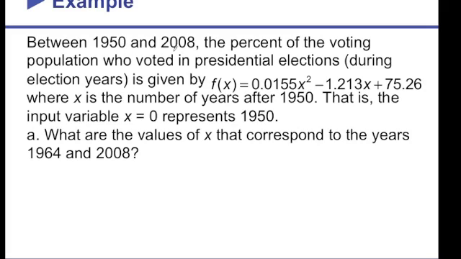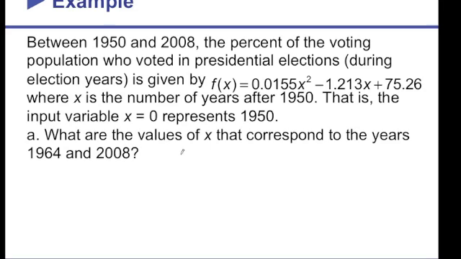Between 1950 and 2008, the percent of the voting population who voted in presidential elections, held every 4 years, is given by this equation, where x is the number of years after 1950. That is the input value: x equals 0 represents 1950. So it says in 1950, 75.26% of the voting population would have voted in the presidential election that year, except 1950 wouldn't have been a presidential election year. We'd have to start with 52.